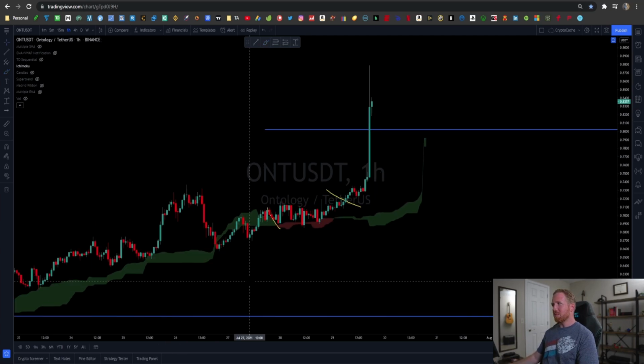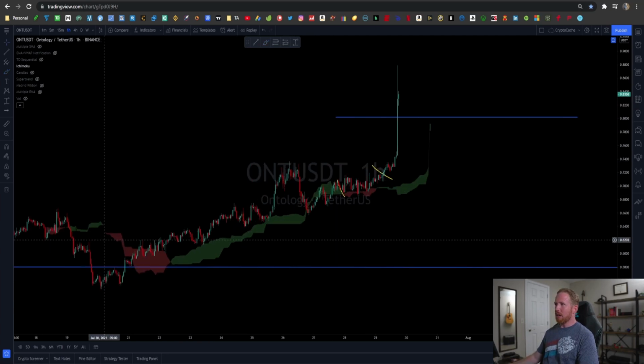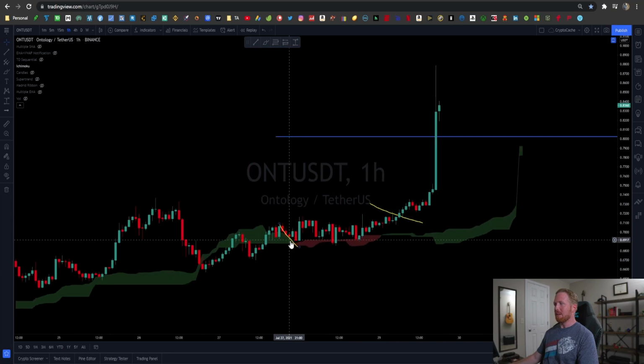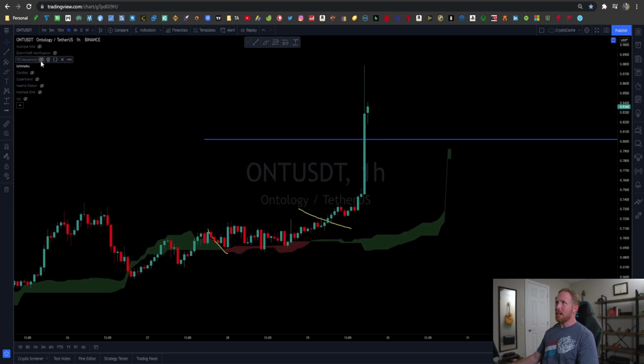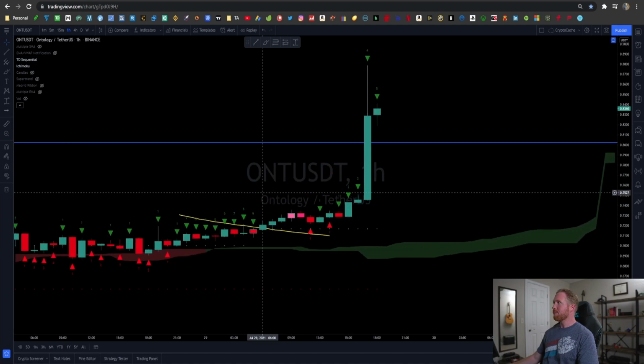because it stayed above the cloud the entire time. Now keep in mind the cloud can be a little bit less reliable when we've got like a lot of sideways action, so just keep that in mind. But at this point in time, it definitely worked out favorably. Let's take a look at the TD sequential and see where we're at here.